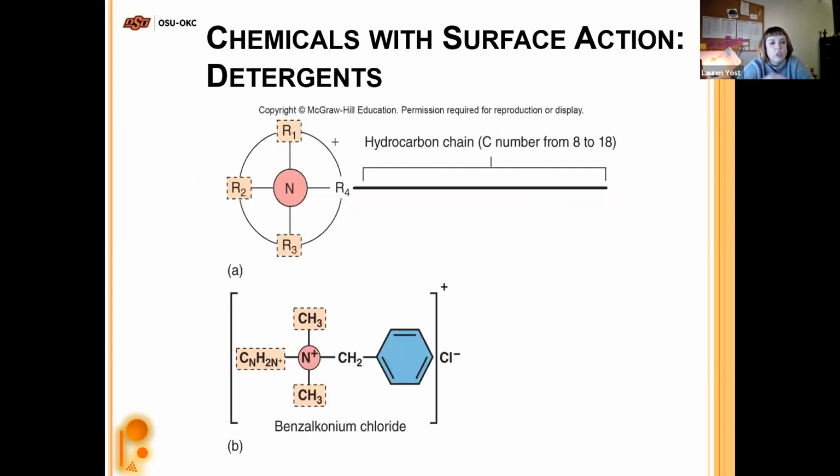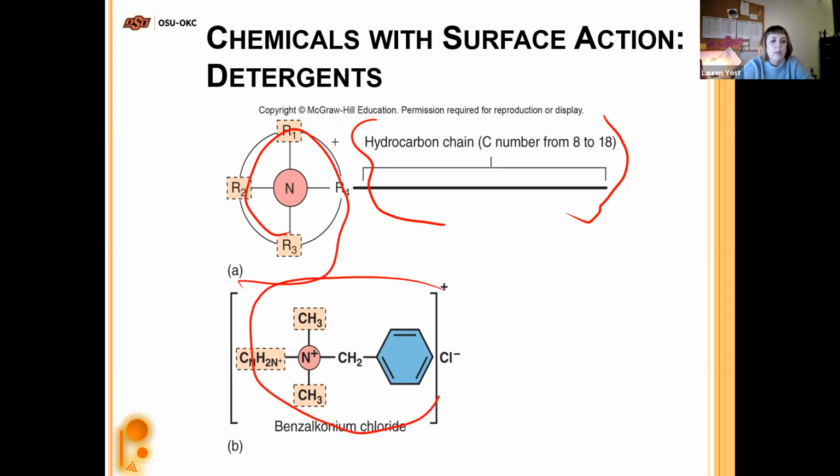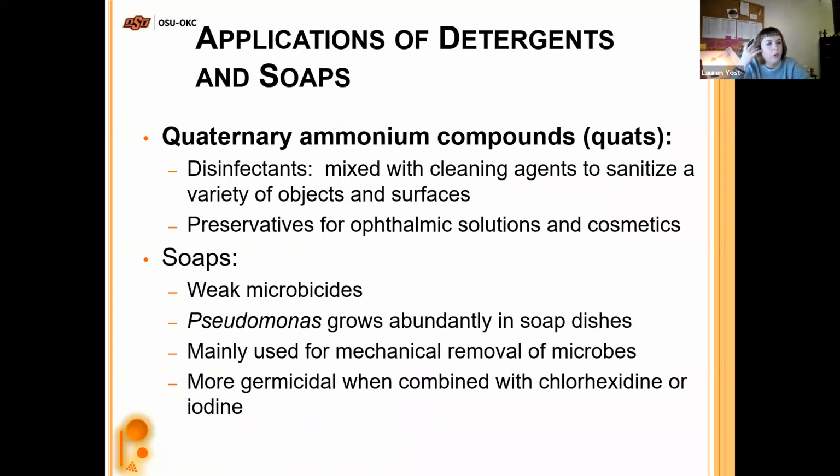So this is just a picture of what you would see. Here we have the hydrocarbon chain. So this is the hydrophobic tail. And these are examples of the charged head. So this one's a positively charged head. This one associates with chlorine. Benzalkonium chloride, for example.